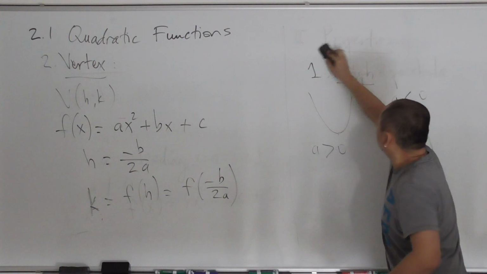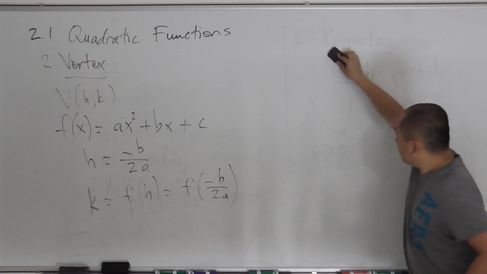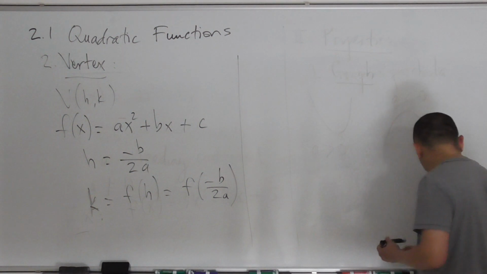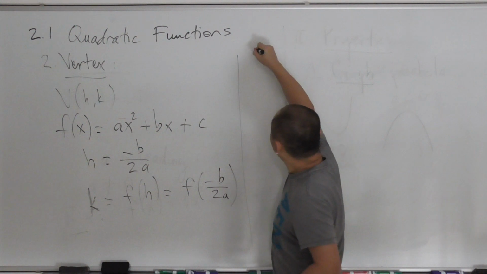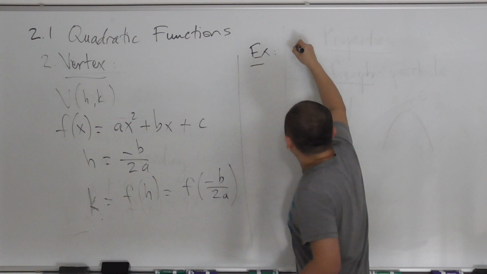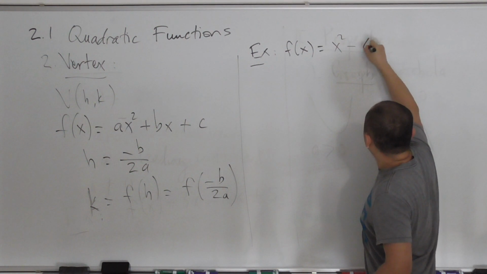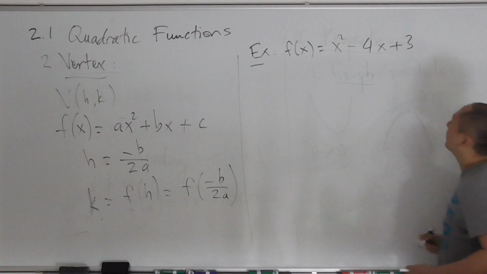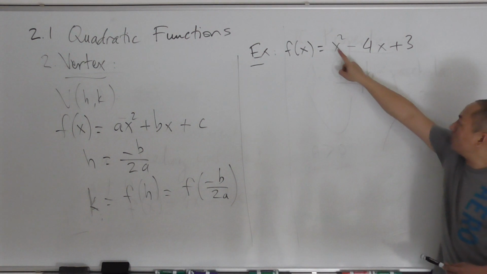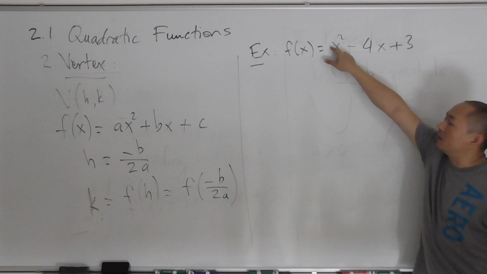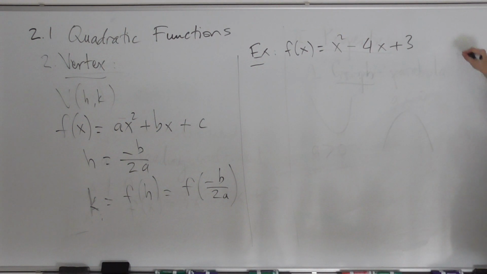Let's start with an example. Say, example, f of x is equal to x squared minus 4x plus 3. In this particular example, a is 1, b is negative 4, and c is 3. And of course, a is a positive number, 1. We know that this parabola will be upward. So the vertex is the lowest point, or the minimum of that function.